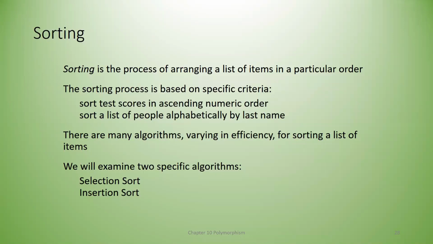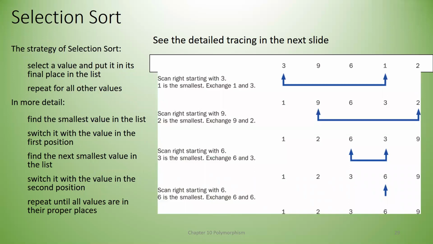Selection sort means you select the smallest value and put it in its final place in the list. Repeat for all other values. So in more detail, you'll find the smallest value in the list. Switch it with the value in the first position. Find the next smallest value in the list. Switch it with the value in the second position and repeat all this until everybody is sorted.